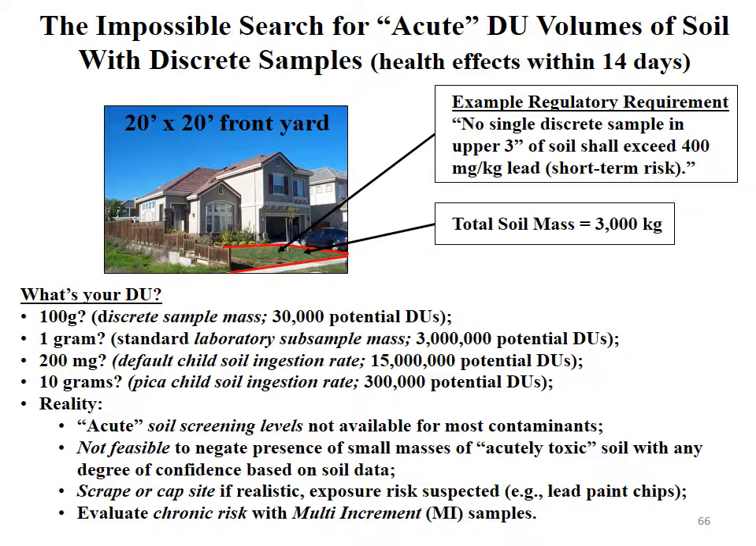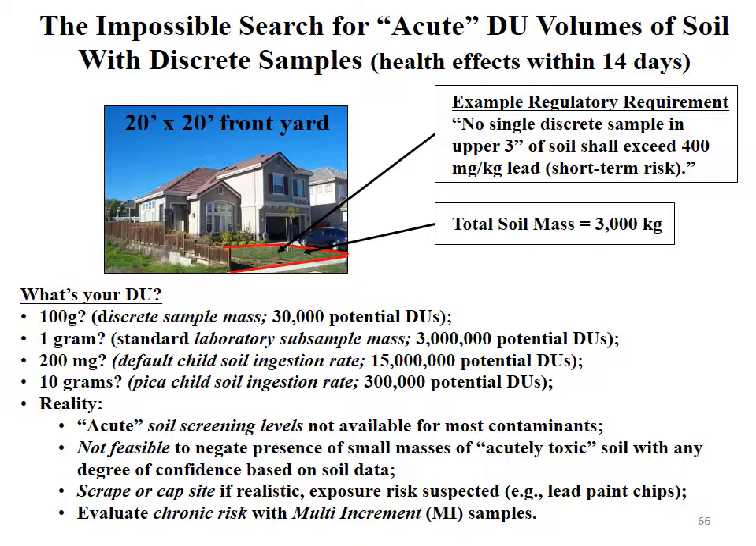That's where multi-increment sampling comes into play. There are no acute soil screening levels for most contaminants. The only one where there might be is potentially for lead, like we're using up here. So if that's the case, it's not feasible to negate the presence of any small mass of acutely toxic soil, say with lead, with any degree of confidence based on the soil data.